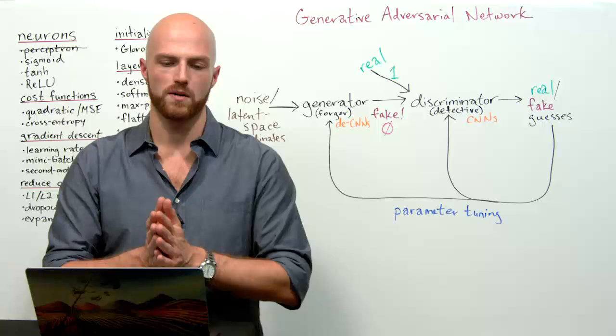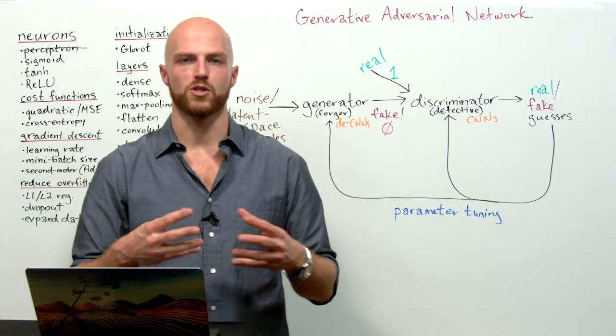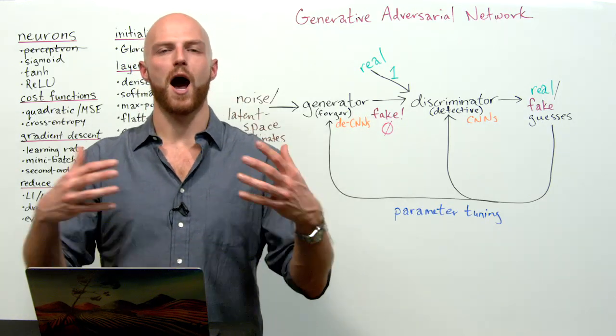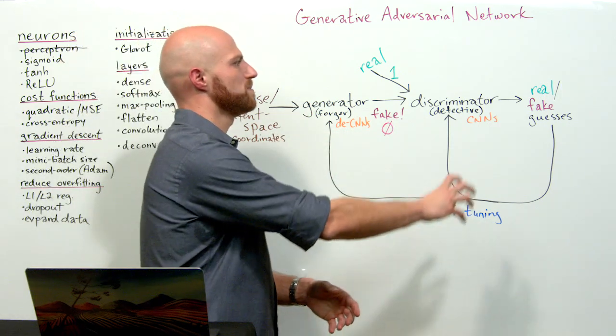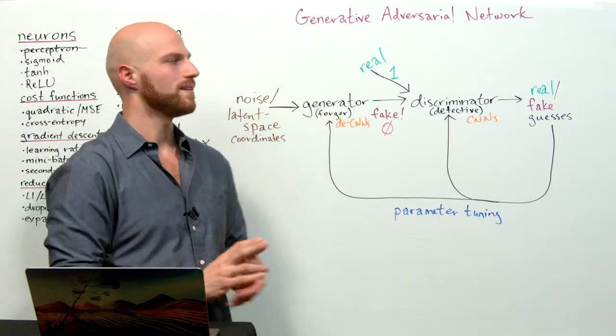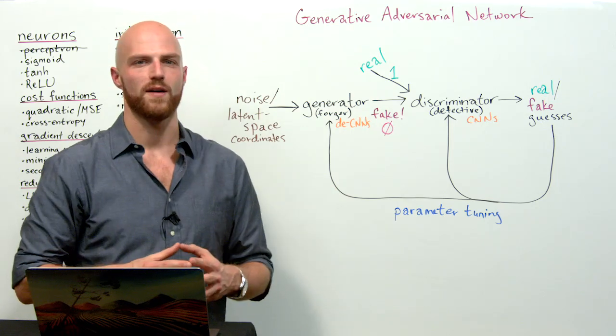So that's the end. We've defined our discriminator. Up next, we're going to define our generator and tie them together after that into this generative adversarial network.